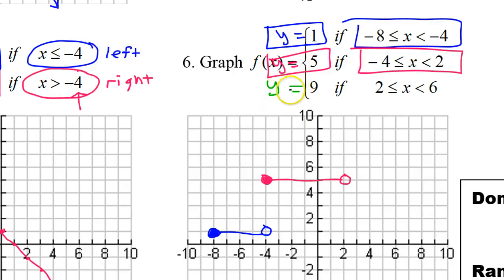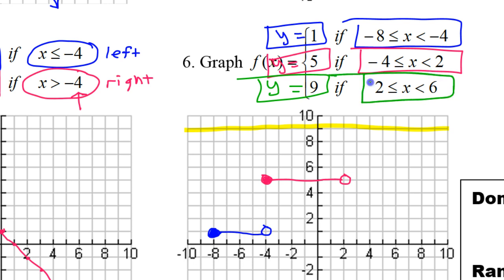So finally, for y equals 9, that's going to be a horizontal line at 9, like this. But we're only going to graph the part that's between 2 and 6. So here's 2, and here is 6. And then here's between 2 and 6. All right, so this is what your graph for number 6 should look like.